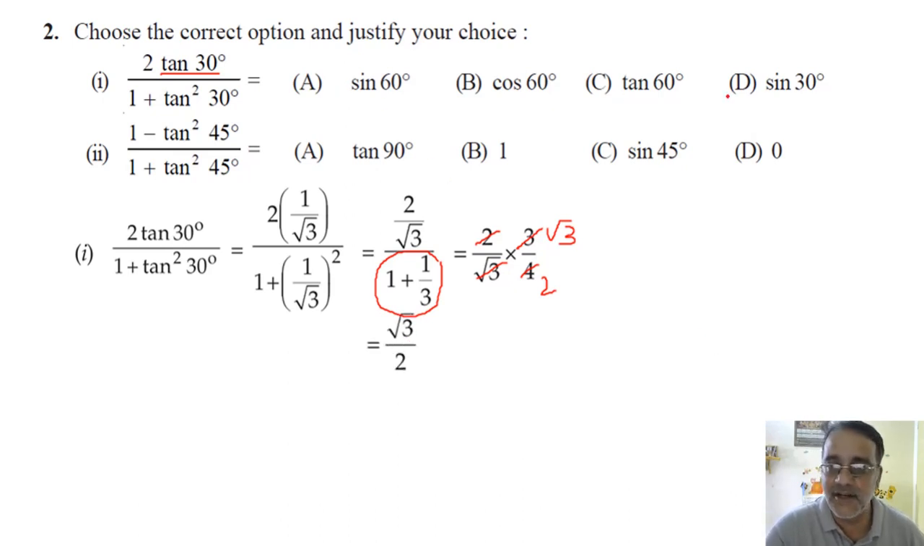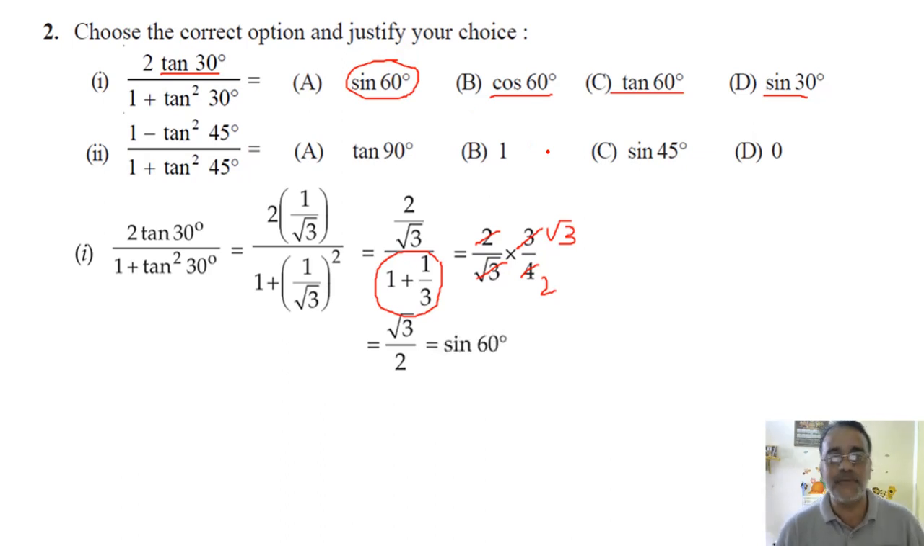Now check from the options, root 3 by 2 is the value of which? It will not be this one. cos 60 is 1 by 2, sin 30 is 1 by 2. Only sin 60 is left, which is equal to sin 60 degrees. So the correct option is A. Any doubt? No, sir. Okay.